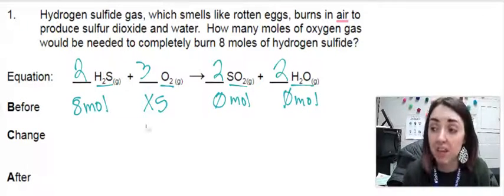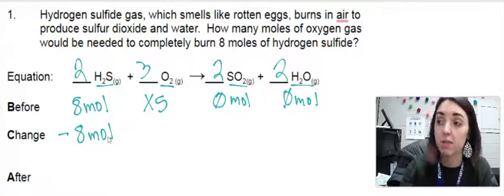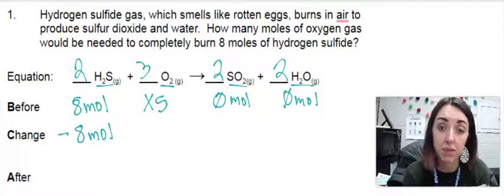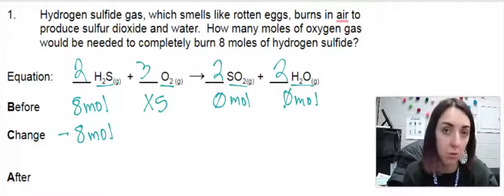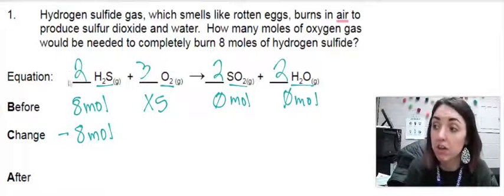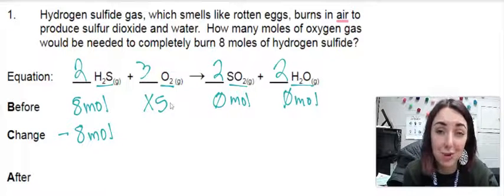So then we go to the change line. So the change here, we use up all of the hydrogen sulfide. So that's what the question tells us. We completely burn 8 moles of hydrogen sulfide. So we're going to subtract out all 8 moles. We need to figure out the rest of these, though. So we're going to use our ratios from the balanced equation.